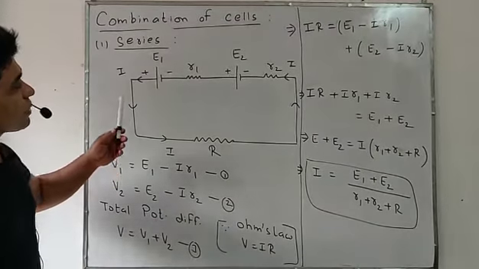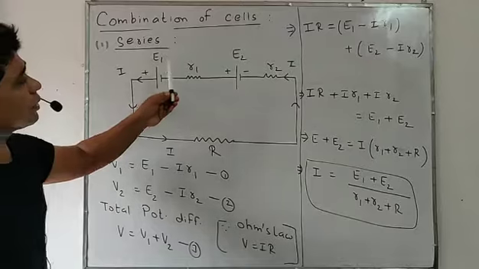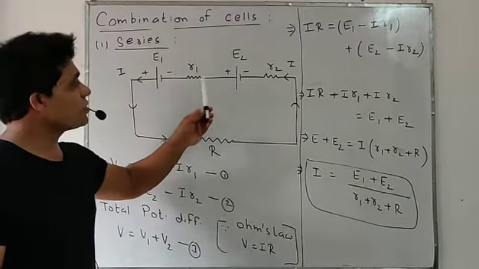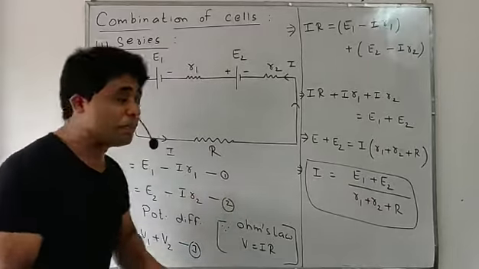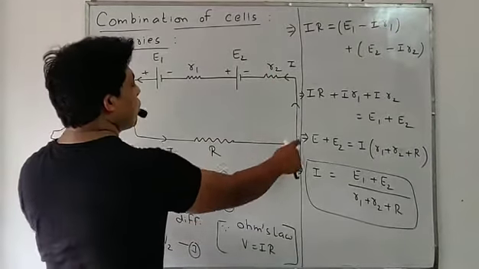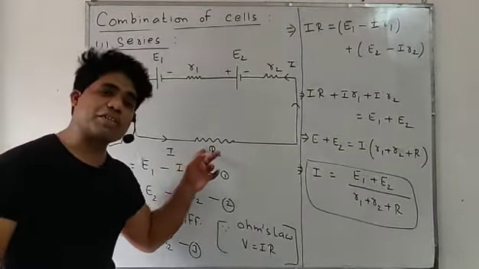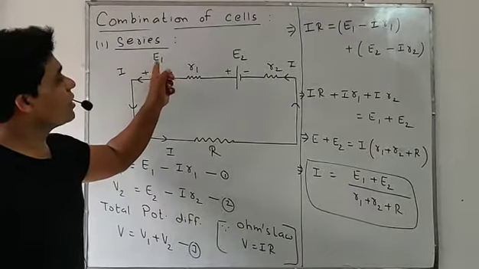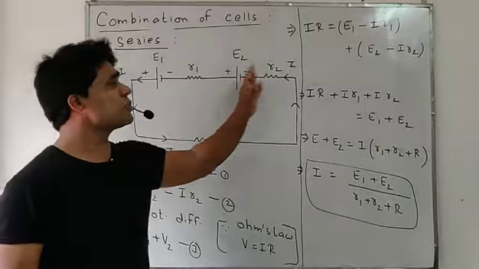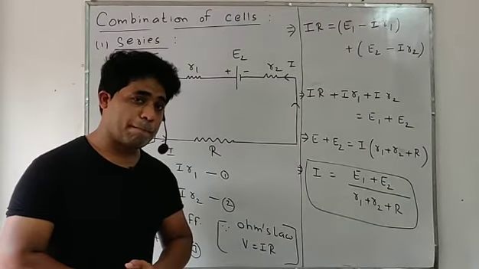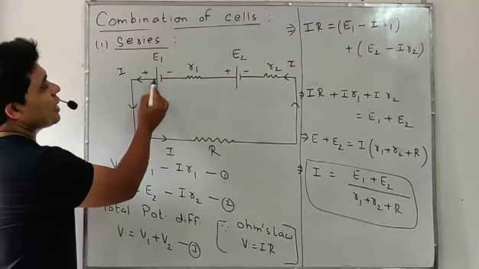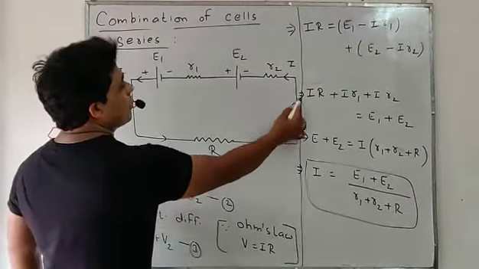We have two cells with EMF E1 and E2 connected in series, having internal resistances R1 and R2 respectively, and all are connected with an external resistance capital R. That is the external resistance. R1 is the internal resistance of E1 and R2 is the internal resistance of E2. Now students, suppose the total current flowing through the circuit is I.